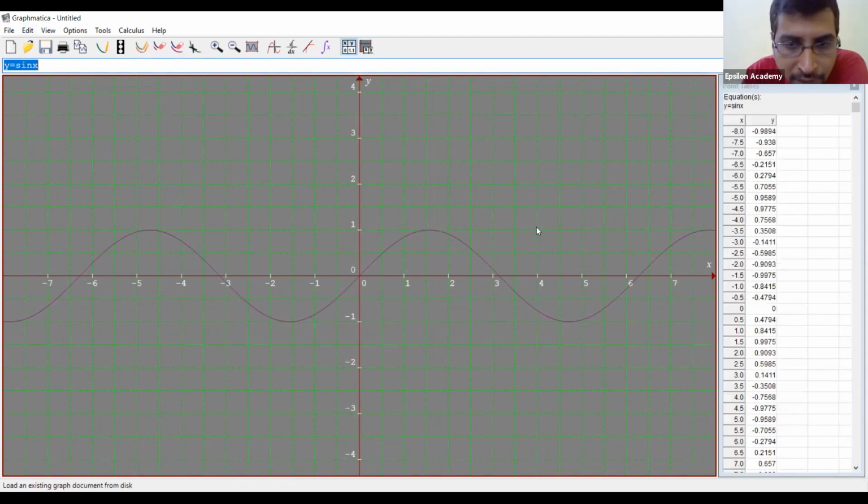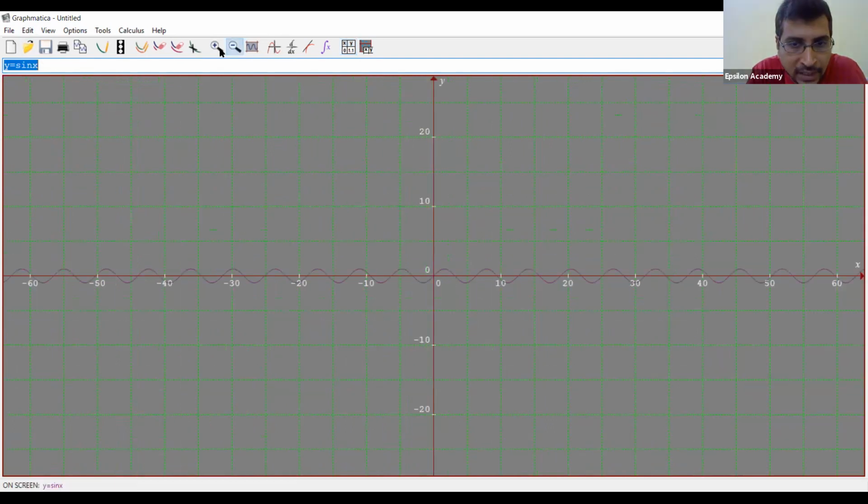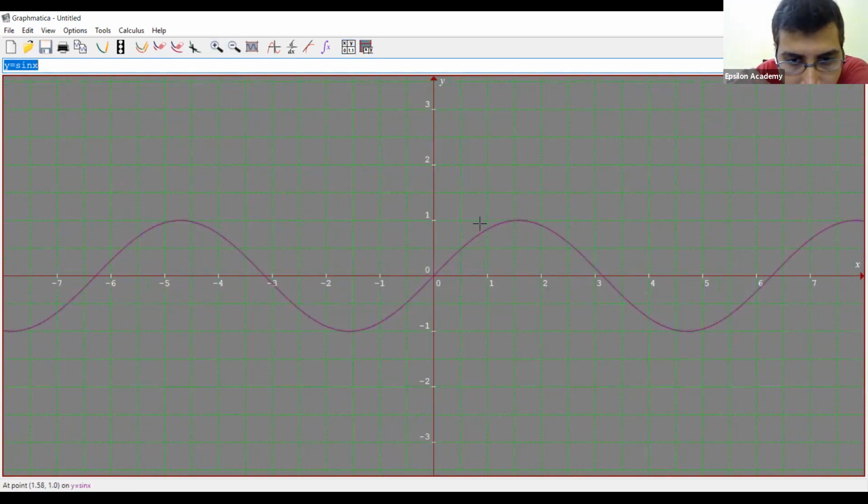So y is equal to sin x is a graph like this. If I zoom out, you can see the graph keeps continuing from minus infinity to infinity. But if you observe the maximum value of y it is able to generate, it is plus 1, and the least value of y it is able to generate is minus 1.